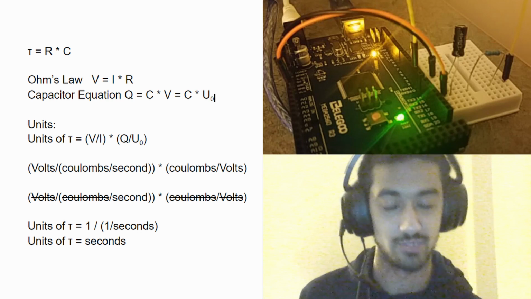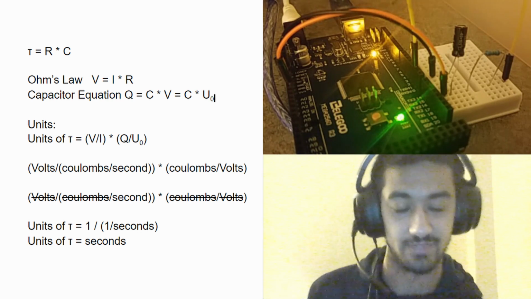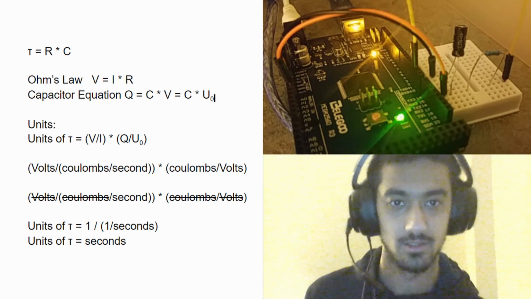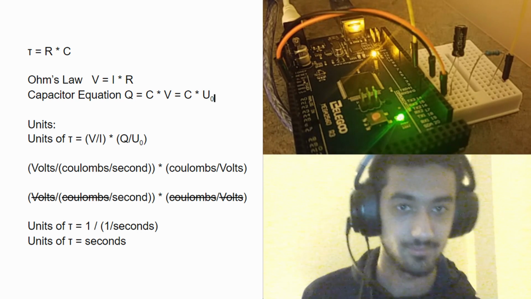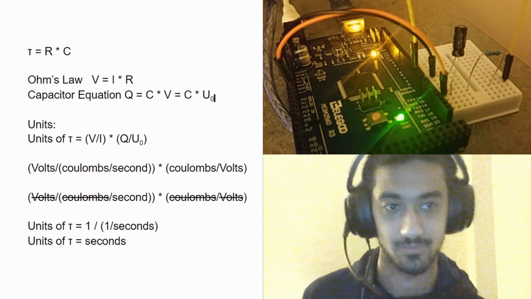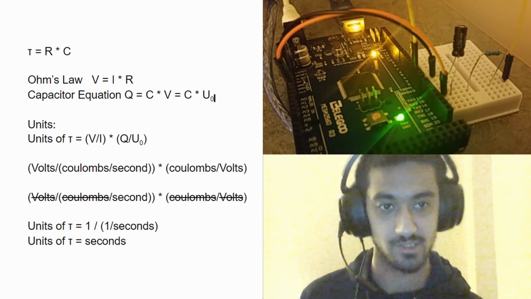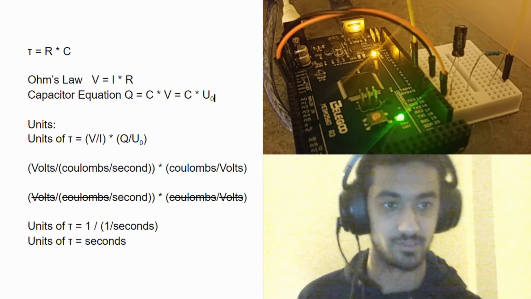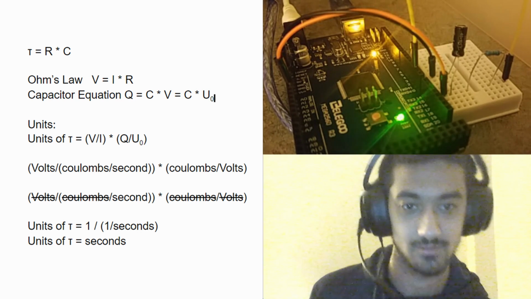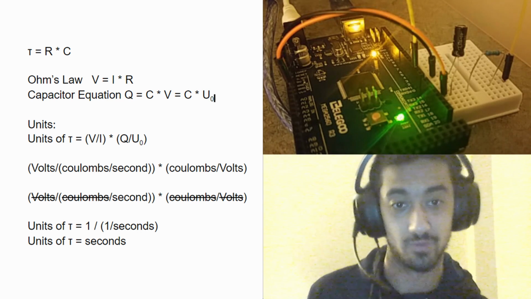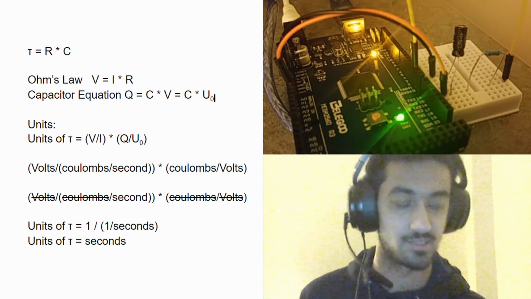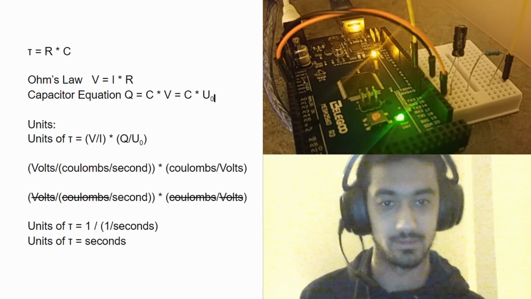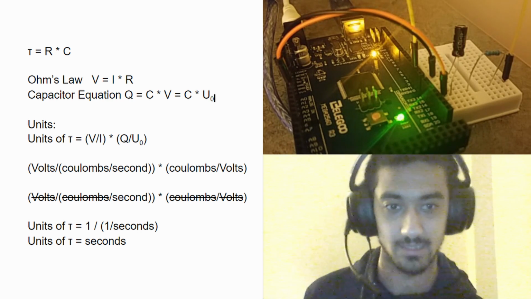Now we can write down the units for each of these values. V is measured in volts, I is current, which is measured in coulombs per second, Q is charge measured in coulombs, and U_0 is measured in volts. Now we can simplify these units by cancelling volts from both the top and the bottom, and also coulombs from the top and the bottom. And that leaves us with 1 divided by 1 over seconds, which simplifies down to being seconds. And thus we've proven from both these equations that the units for tau will indeed be seconds, and this also matches what we've learned.